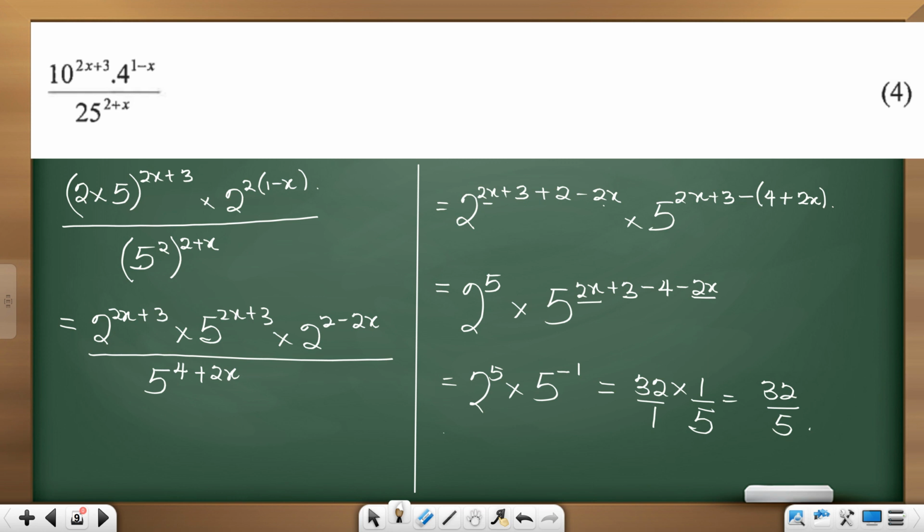Can I quickly ask you to confirm? Choose any number you want. Somebody choose a 0, 1, 2, 3, whichever number. I'll wait for you to give me a quick confirmation that the answer is 32 over 5. Everybody, quickly check. Choose your own number to check. Anywhere you see x, put that same number.